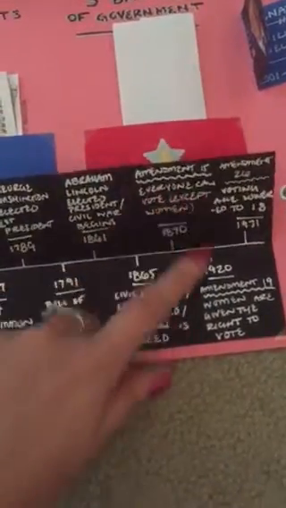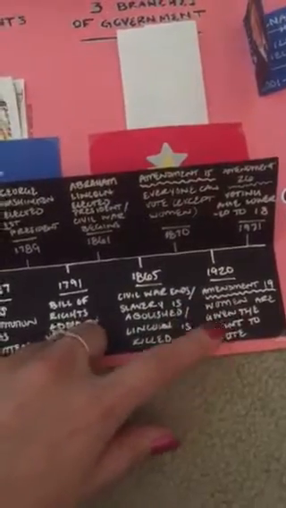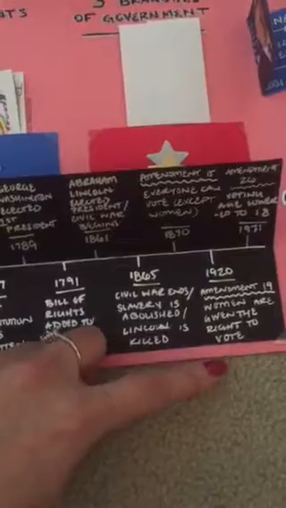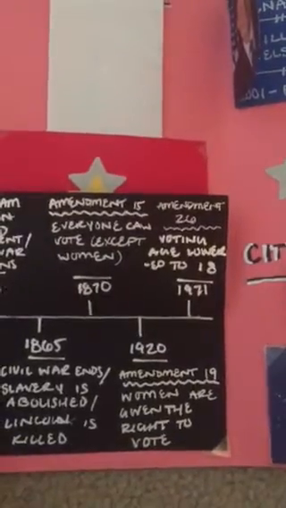For Amendment 15, and then we have Amendment 19 over here in 1920, which was women are given the right to vote, and then we have Amendment 26 over here, which was voting age was lowered to 18. And then above here I have the first 5 amendments, and so they're all images.